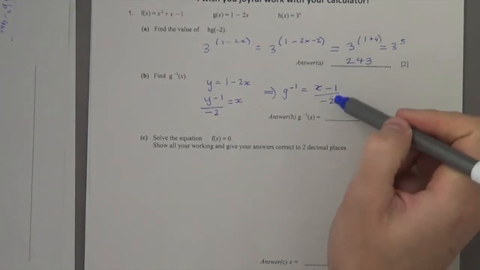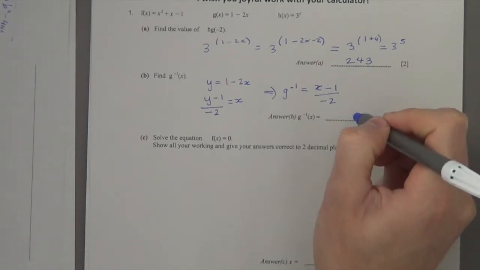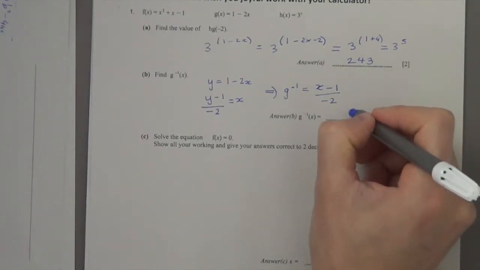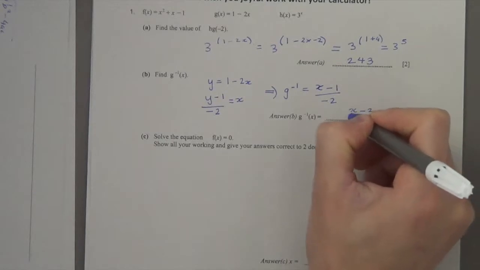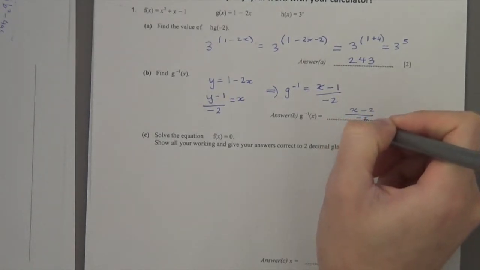Okay, so there's two ways of doing this question. And that's my answer. My answer is x minus 1 over minus 2. Okay?